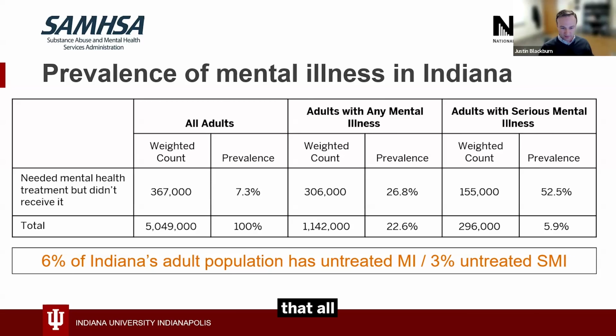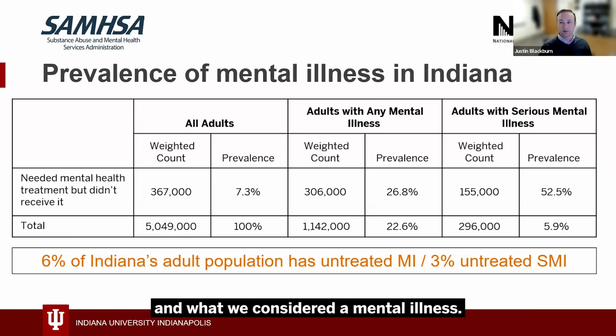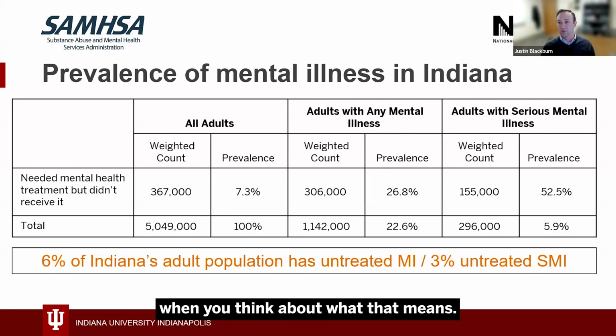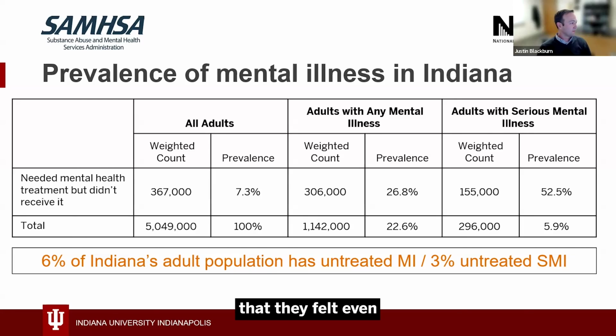Again, what we considered serious and what we considered a mental illness, those definitions we document in our paper and our report very clearly. But 6% is a pretty high number when you think about what that means. These are people who are not getting treatment for some symptomatic condition that they felt even that they needed treatment for.